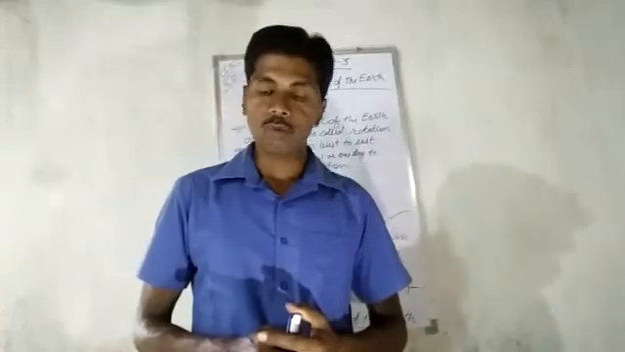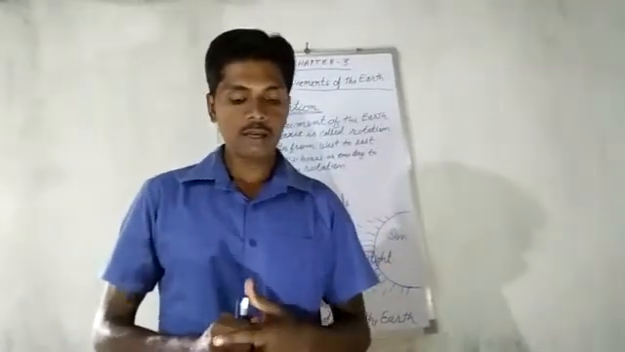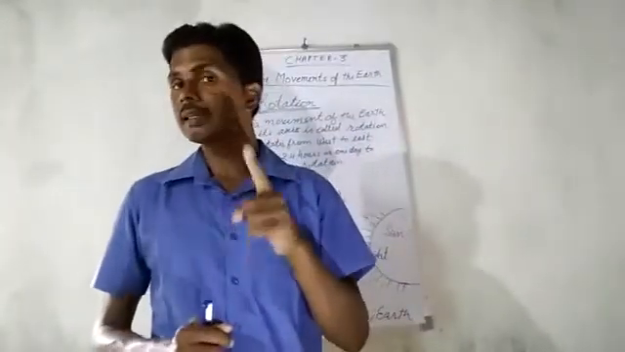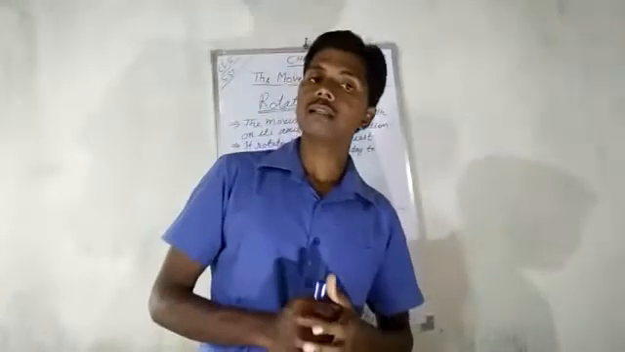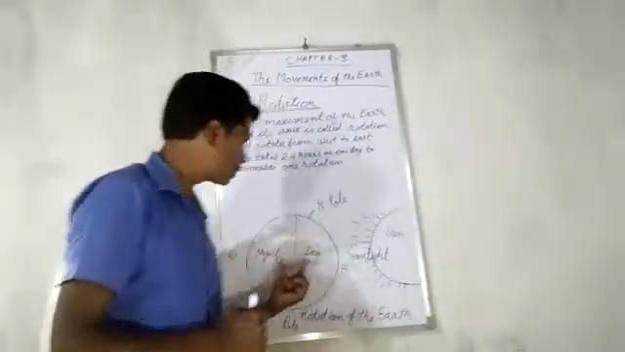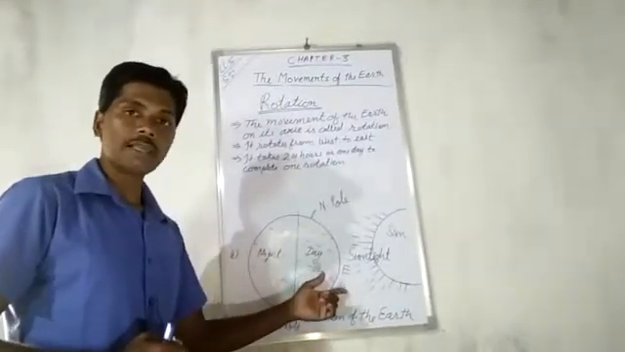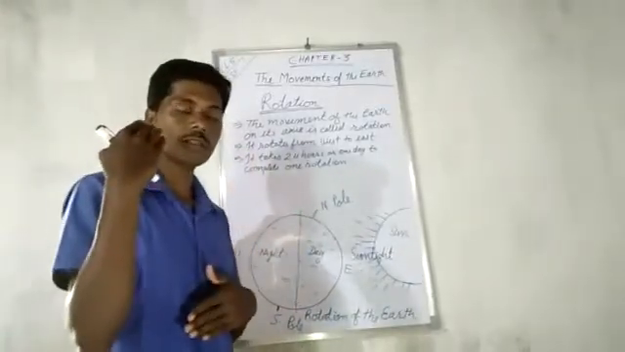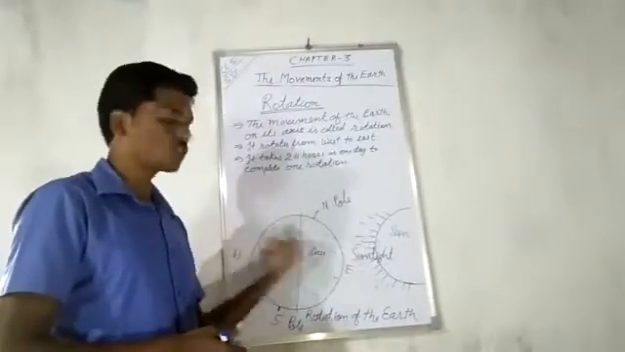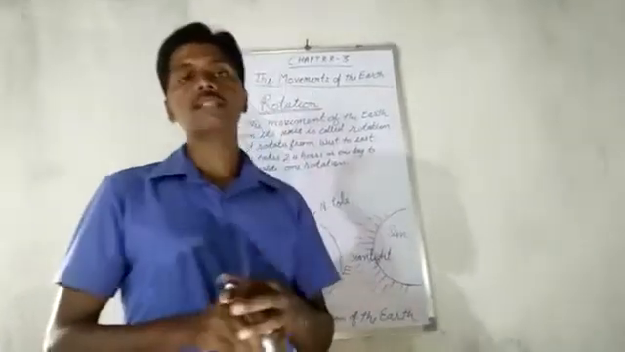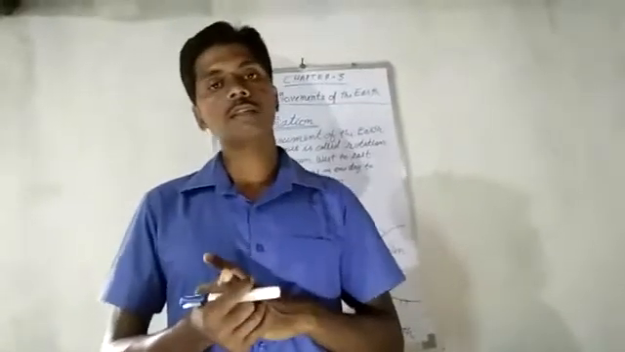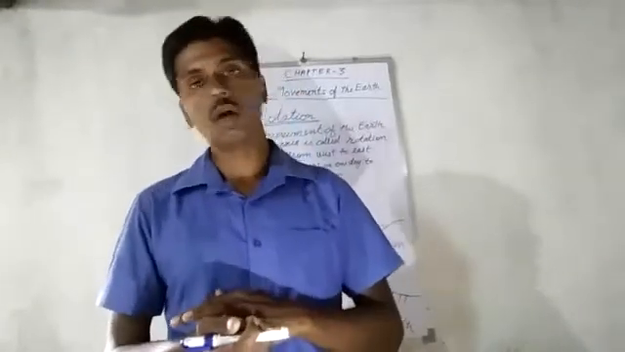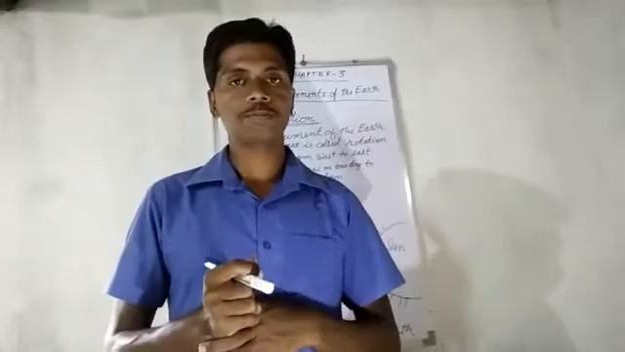Earth rotates west to east. We know it. That's why we see the sun rising in the east and setting in the west. As it moves from west to east, we can see the sun rising from the east and setting in the west because of the rotation of the earth. So this was the first movement of the earth we have learned now. I think you have understood about rotation.